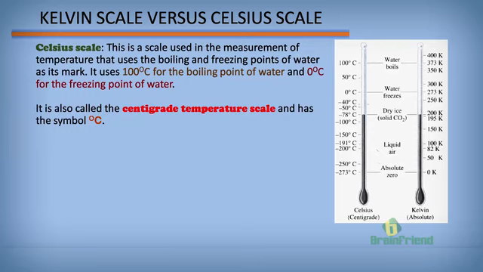What is a Celsius scale? The Celsius scale is a scale used in the measurement of temperature that uses the boiling and freezing point of water as its marks. It uses 100 degrees Celsius for the boiling point of water and 0 degrees Celsius for the freezing point of water. It is also called the centigrade temperature scale.